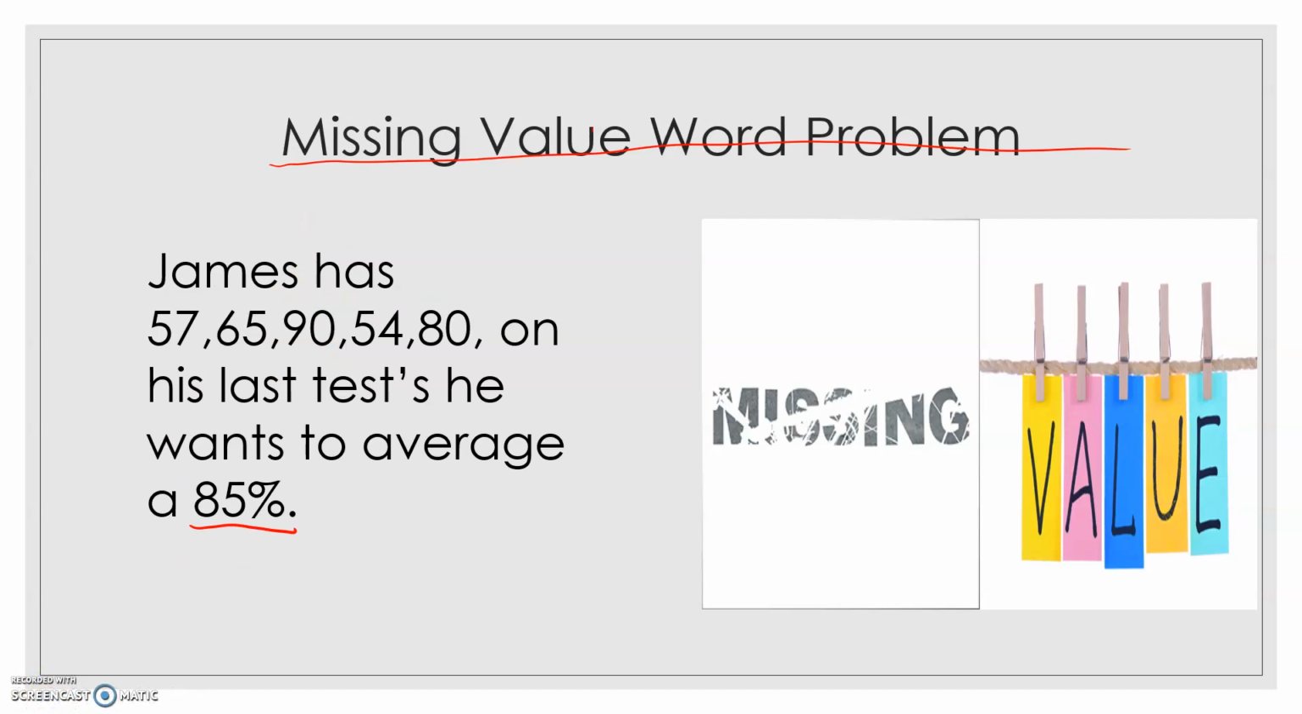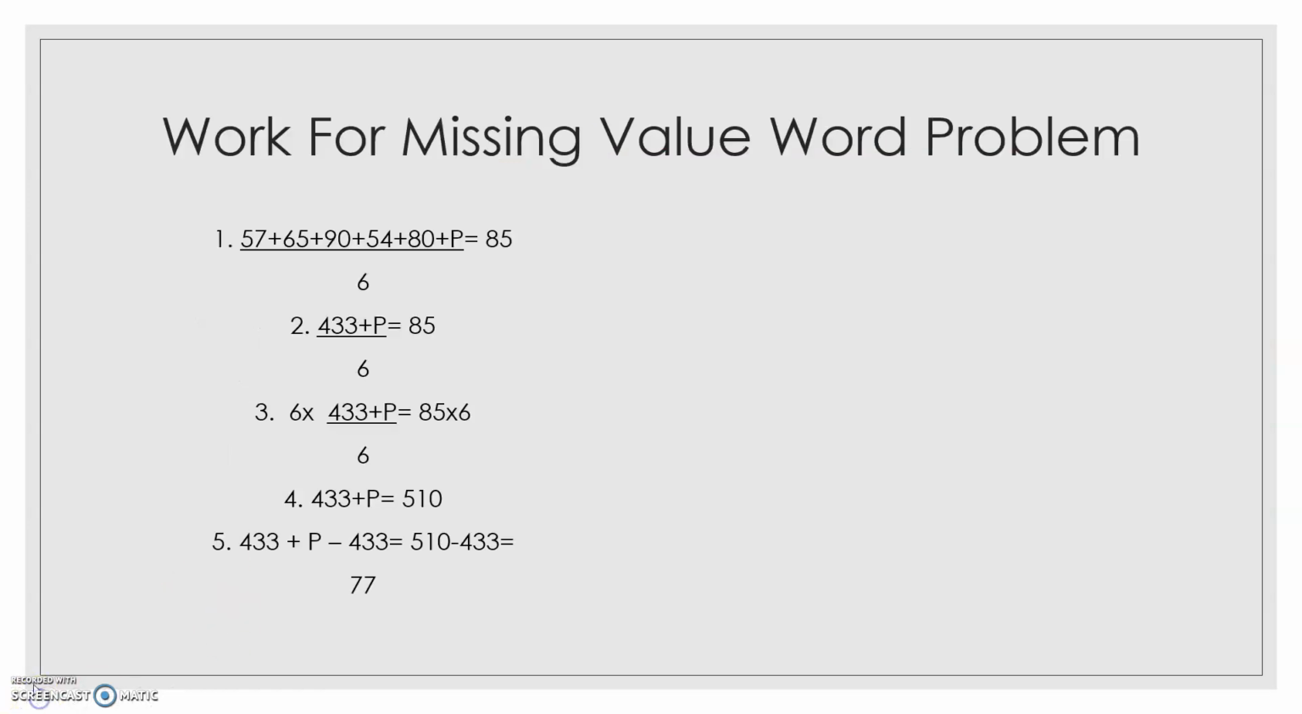James has 57%, 65%, 90%, 54%, and 80% on his last test. He wants to average an 85%. Work for missing value word problem.